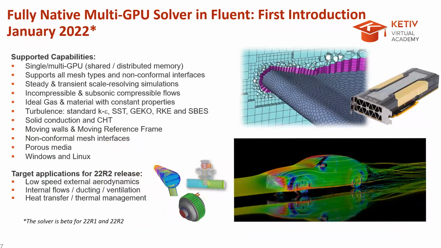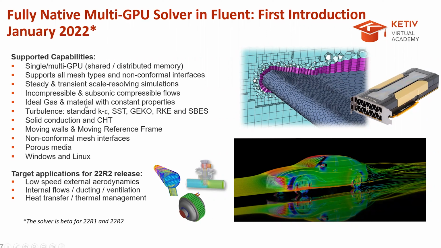So, like I said earlier, this was introduced in January of 2022 in the Ansys Fluent 22 R1 release. And currently, this is still in the beta mode because it's being actively developed and tested. But these are some of the supported capabilities as of today. You can use both a single GPU or multiple GPUs, depending on the number of GPU cards you have on your machine. It supports all different mesh types: tetrahedral, hexahedral, polyhedral, poly-hexcore, all types of Mosaic meshes that are supported by Fluent in the conventional sense.